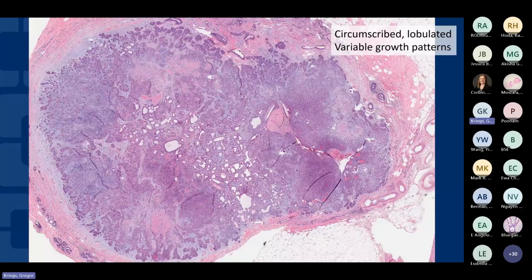Because they tend to be, and they should be, very well circumscribed, as you can see here. There should be no infiltration into the adjacent tissue. Sometimes they have lobulated margins. And you can appreciate here in this low power image of this pleomorphic adenoma the variable architectural growth patterns throughout the tumor, which give this tumor its name.